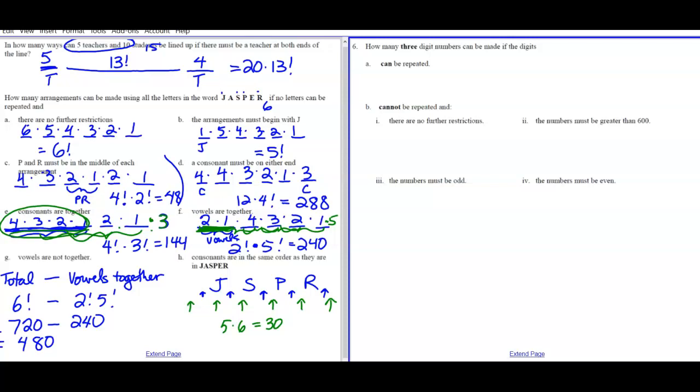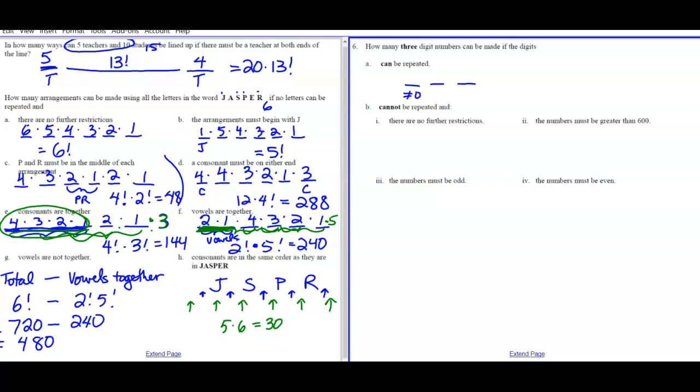Okay, sometimes we want to come up with possible numbers, okay? So in this case, it says how many 3-digit numbers can be made if the digits can be repeated. So, a 3-digit number has 3 digits. Is this considered a 3-digit number? No. So you cannot start with 0. That's considered a 2-digit number. So I always put cannot start with 0.